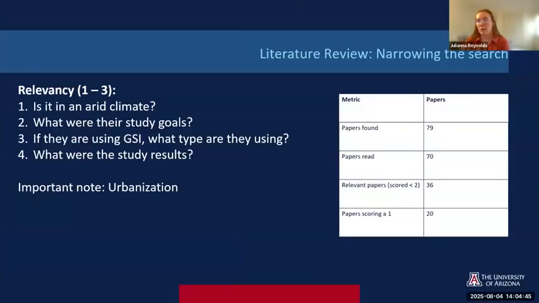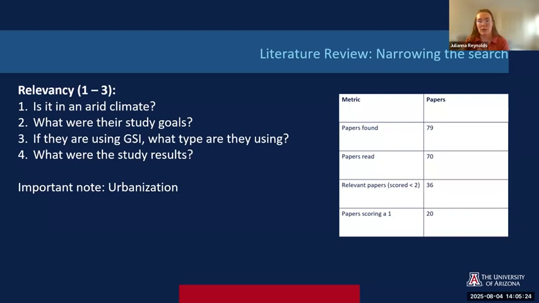So I ranked every paper that I came across on a scale of 1 to 3. Relevancy was determined originally by information provided in project meetings. And over time, as I became more familiar with what I was looking for, I was able to narrow down what I wanted. So the biggest thing was, is it an arid climate? If the paper was not in an arid climate, I would still include it if they were using GSI, but that paper would score a 3 on the scale, whereas arid climates would score a 1 or a 2.